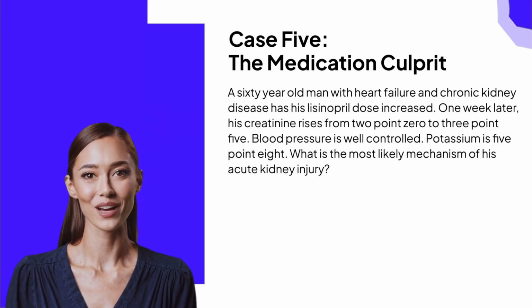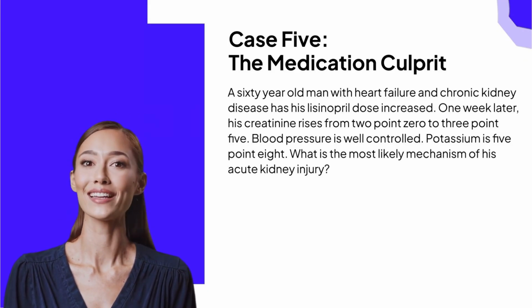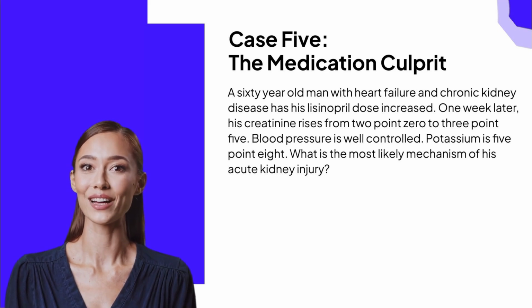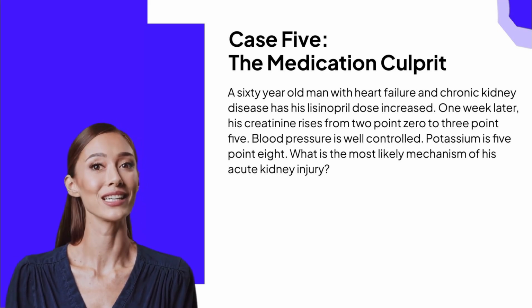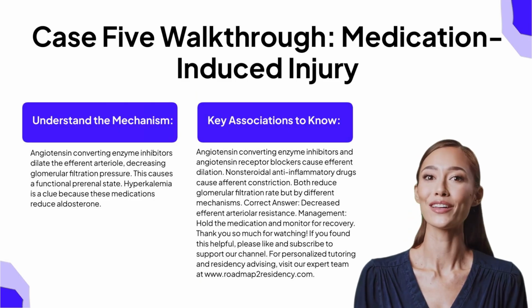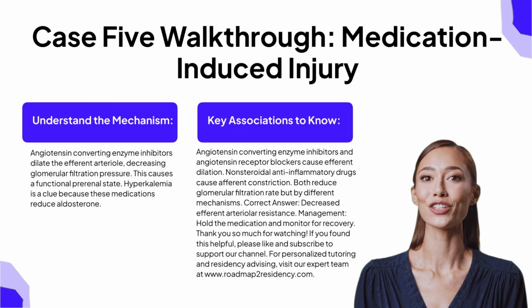A 60-year-old man with heart failure and chronic kidney disease has his lisinopril dose increased. 1 week later, his creatinine rises and his potassium is elevated. What is the mechanism of his acute kidney injury? This question tests your understanding of medication-induced kidney injury.